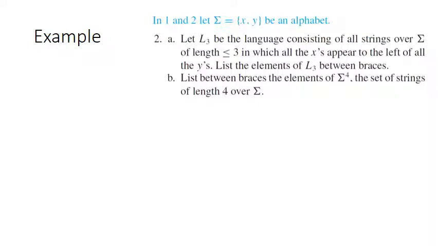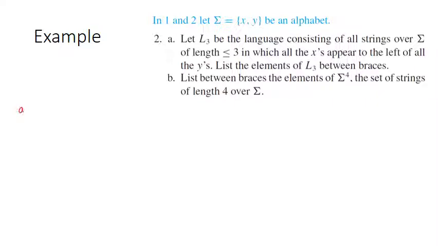Okay, so let's look at an example here, and maybe it'll make more sense. So our alphabet here, sigma, is just going to be the set of x and y. So x and y are the characters we're going to use to make these strings. So number 2, part A: let L3 be the language consisting of all strings over sigma of length less than or equal to 3, in which all the x's appear to the left of all of the y's. List the elements of L3 between braces.